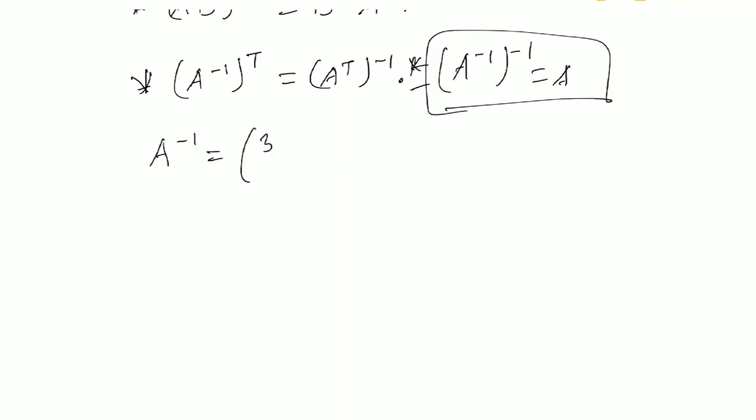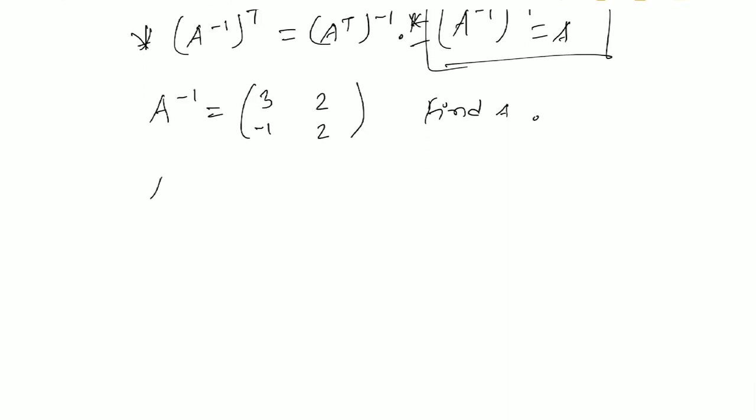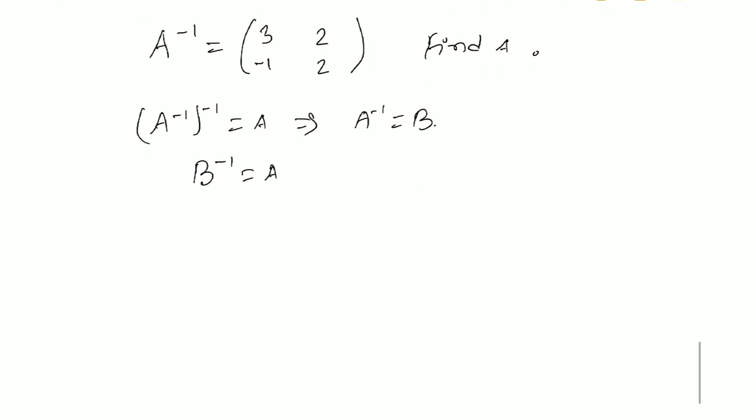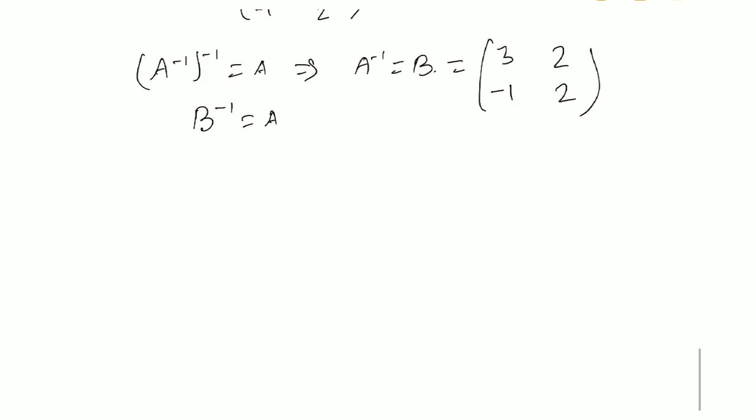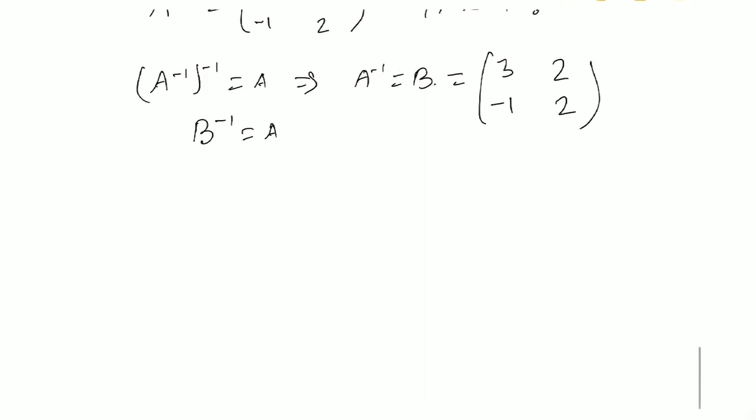Also, suppose A inverse is equal to the matrix 3 2, minus 1 2 is given. Suppose you are asked to find A. Now remember one formula: the inverse of A inverse is equal to A, right? If you take A inverse as B, then obviously you can write B inverse is equal to A, fine. Now you are given the matrix A inverse, which is B, 3 2, minus 1 2. Now what you need to find is B inverse. Hence you will get A. Okay, now let us find B inverse.